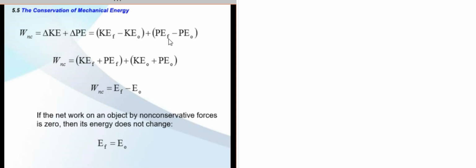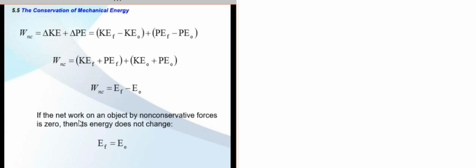If we group the final variables and the initial variables, we have kinetic energy final plus potential energy final, then minus kinetic energy initial plus potential energy initial. Now the sum of the kinetic and potential energy is actually the total mechanical energy of the system. That is why kinetic energy final plus potential energy final is the energy final. Therefore, this is the total mechanical energy final minus total mechanical energy initial of the object.